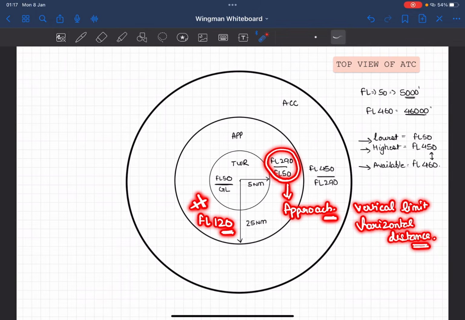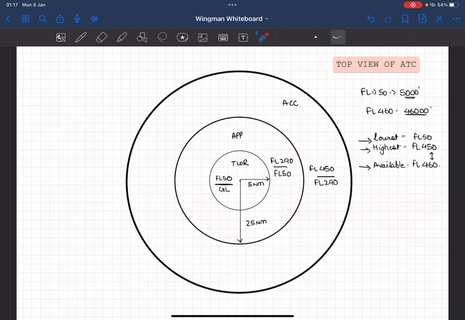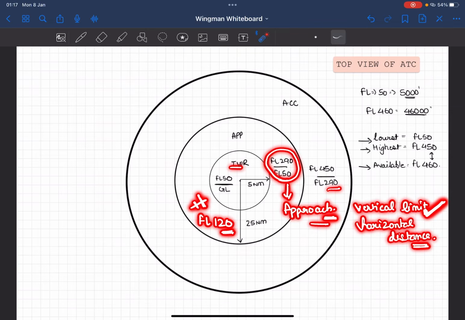Majorly you have to pay attention to your vertical limits, because that will define whom you will be making the call to and whose responsibility you are. You're the traffic, and who's going to take care of you? Is it going to be approach? Is it going to be area control? Or is it going to be tower?